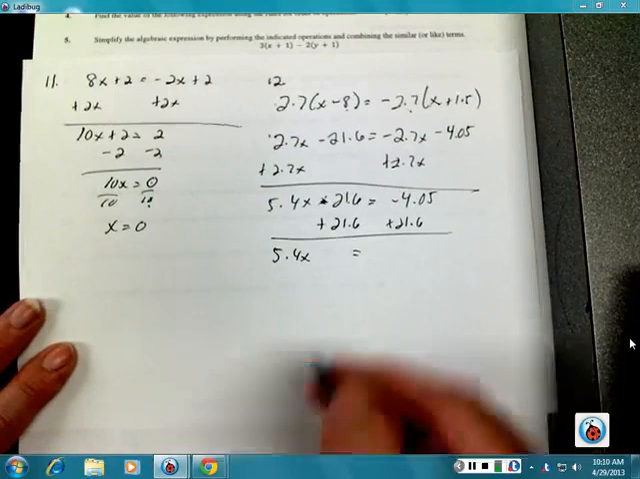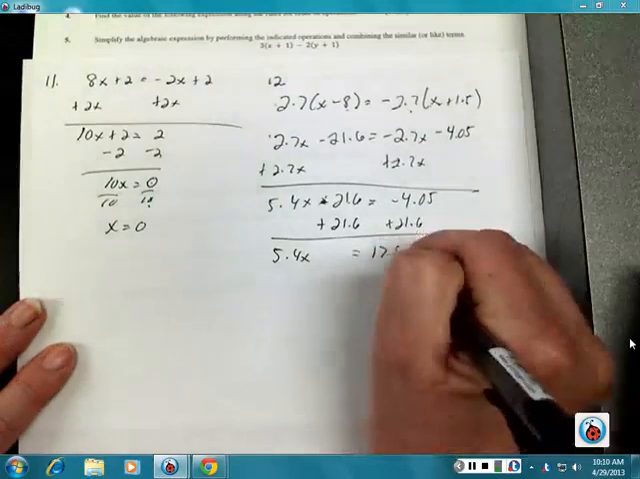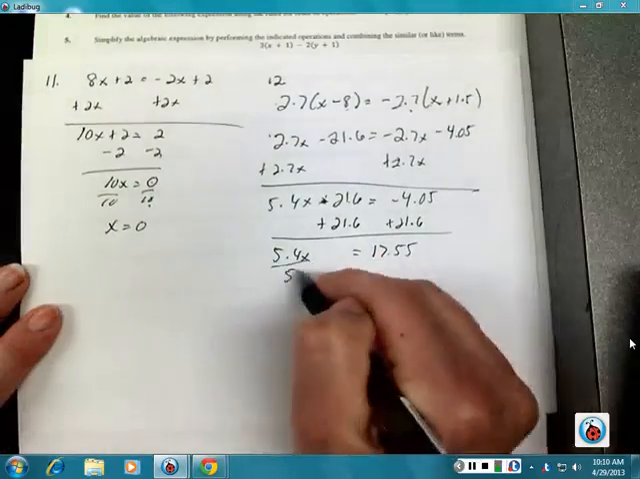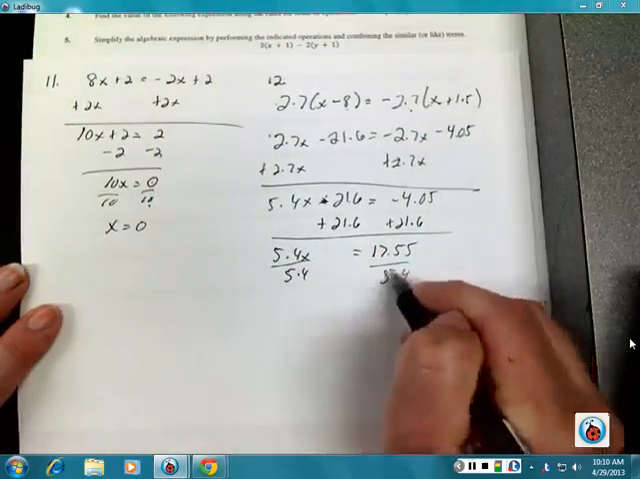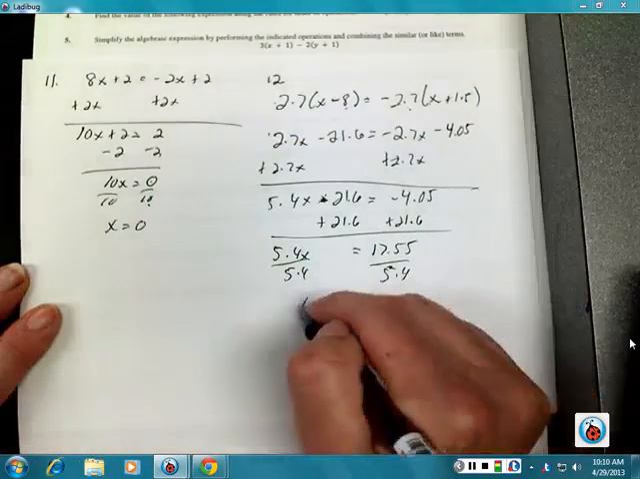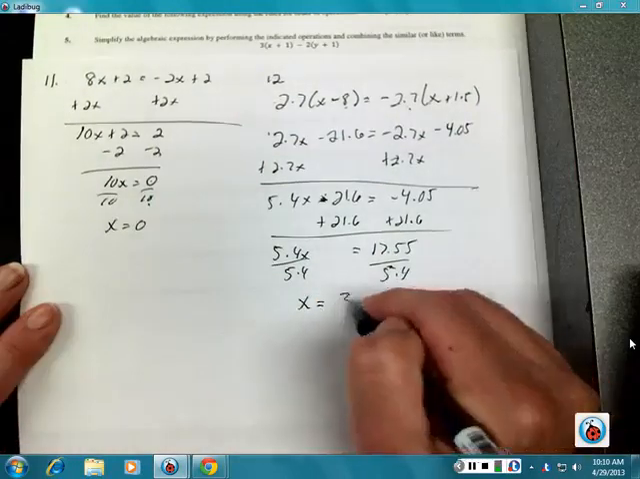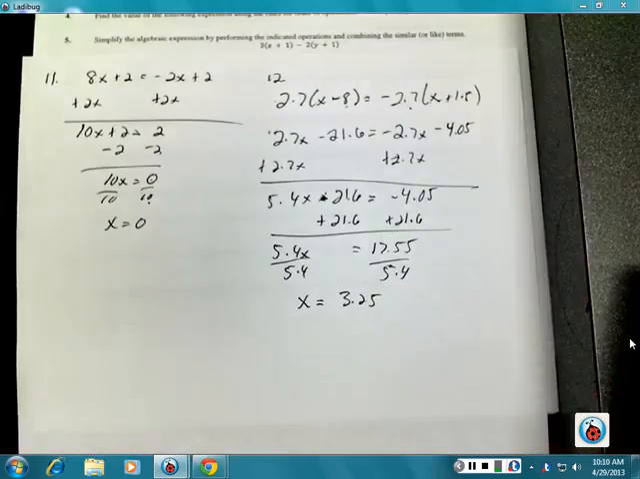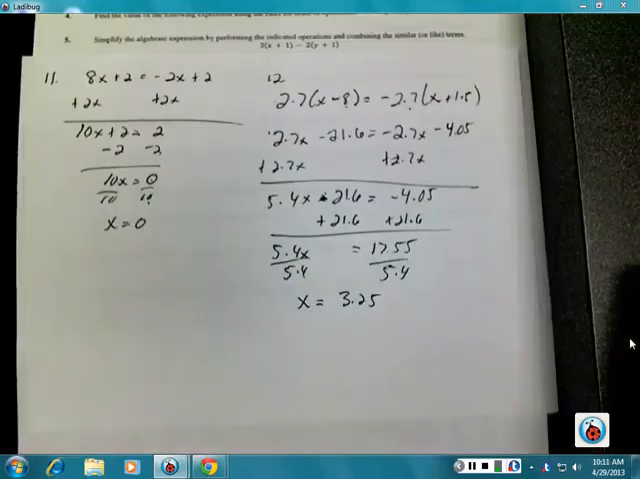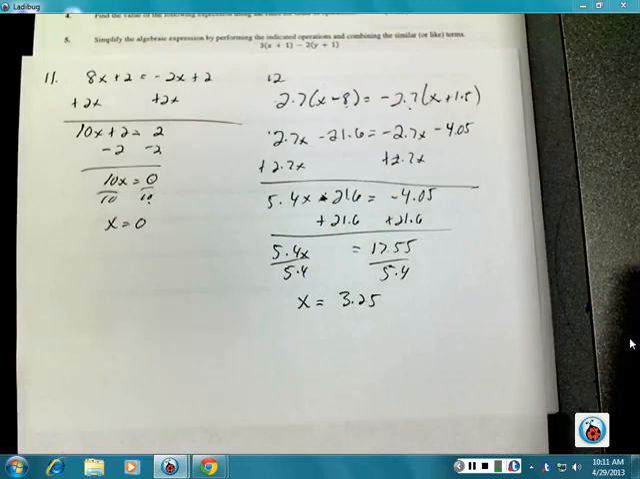Gives me 17.55. And then divide by 5.4. This is just a good one, your calculator you need with this one. And we find out that x is equal to 3.25. Now you can check these by plugging that back into here and seeing if both sides end up matching. So it is solvable at that standpoint.